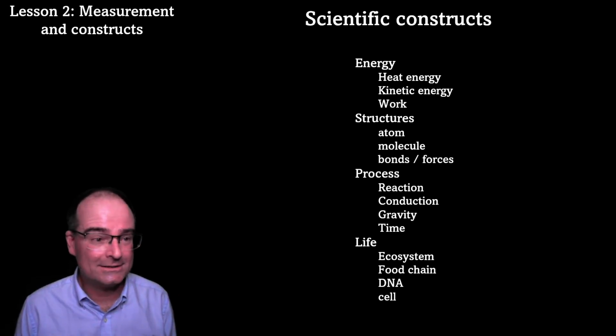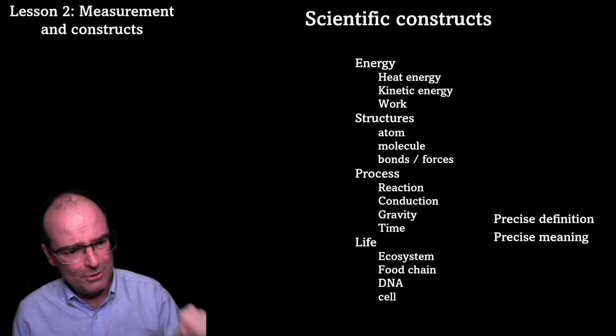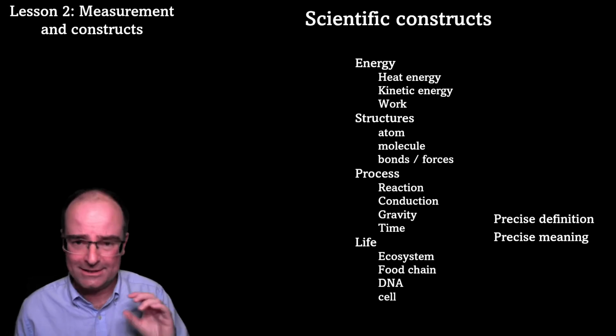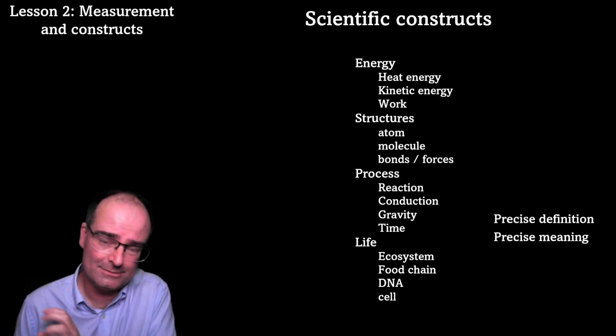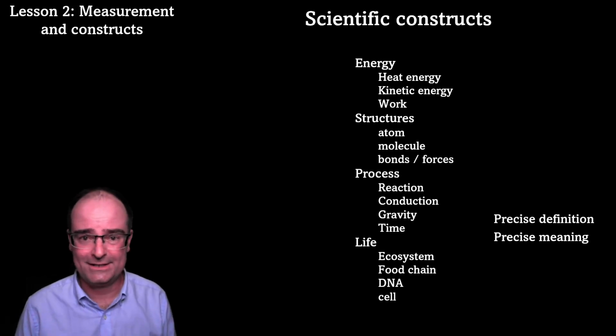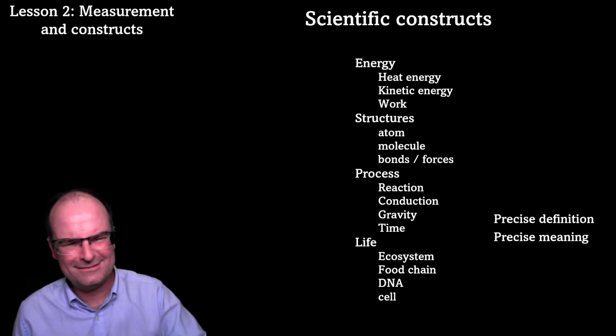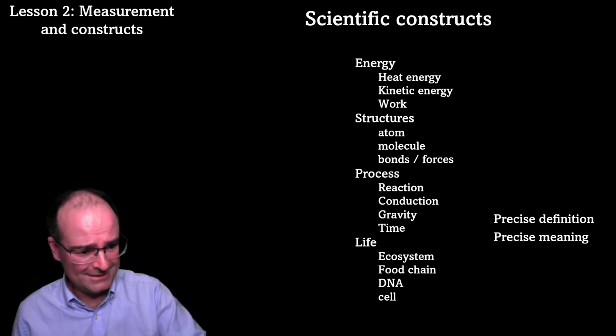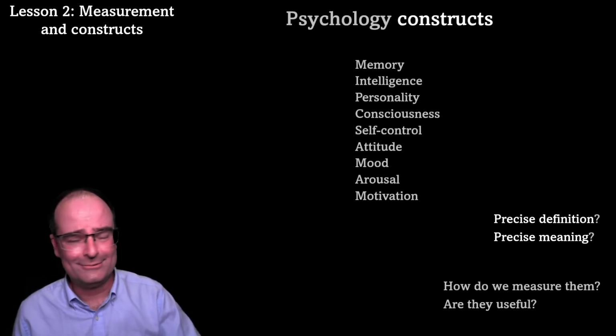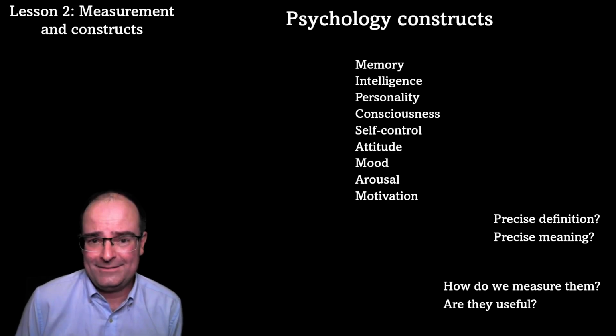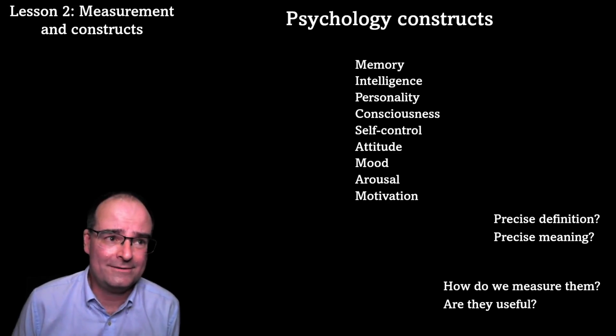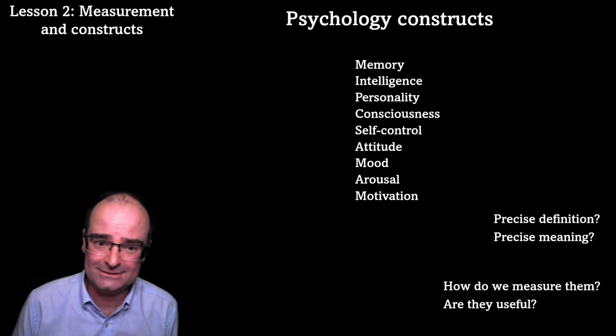Scientific constructs have to be more precise. They have to be defined precisely so I can share my work as a scientist with people around the world. They have to have a precise meaning. The reason I'm not terribly interested in gravity and time and ecosystems, the reason why I'm giving this lesson is because you're going to face a lot of psychology constructs.